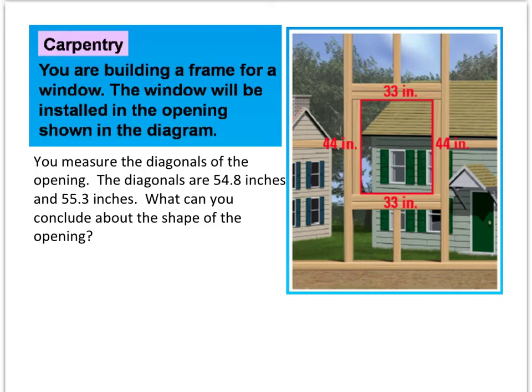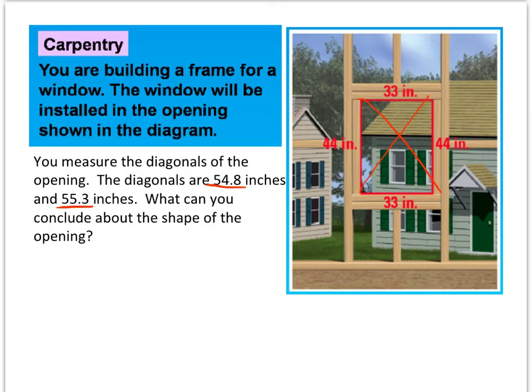We go ahead and we measure the diagonals of this opening. So we measure one diagonal here and the second one here. And the diagonals are 54.8 inches and 55.3 inches. They are not equal. So what can we conclude about the shape of the opening?